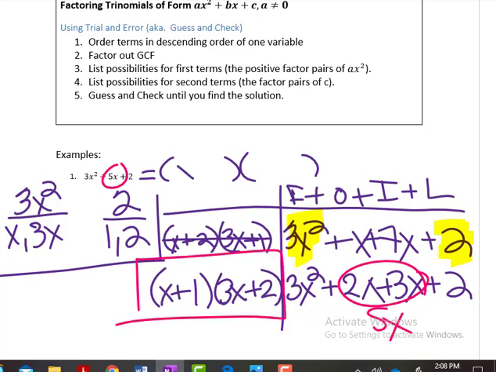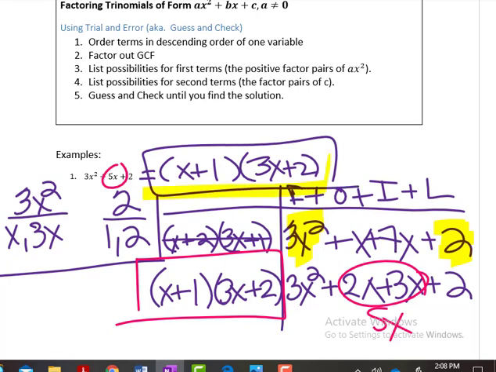x plus 1 times the binomial 3x plus 2. That's my answer. I'm going to make sure that the person I'm trying to communicate that to clearly knows what my answer is. Number 2.